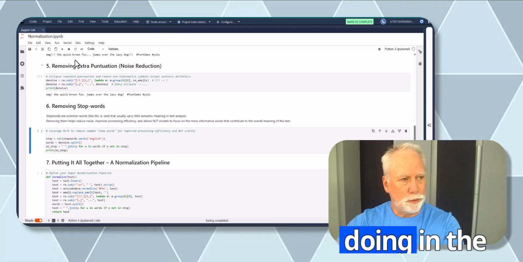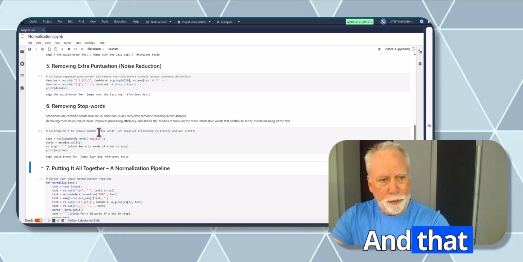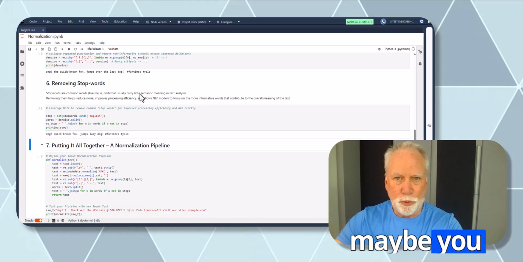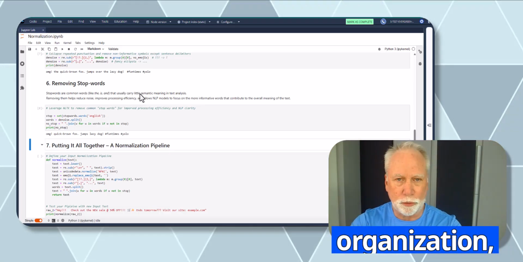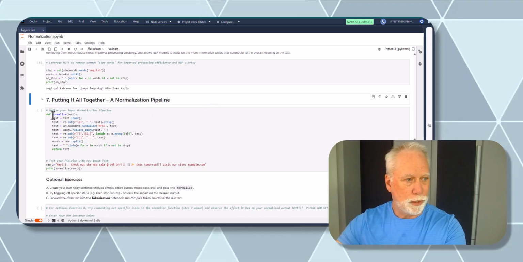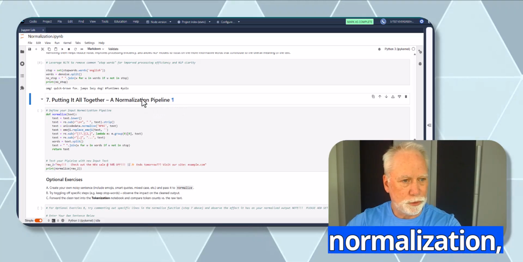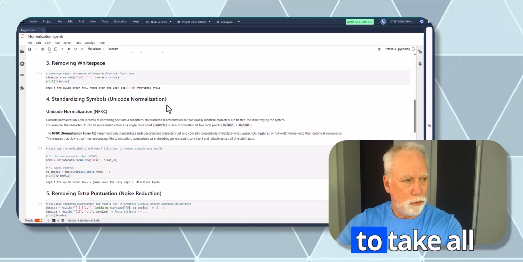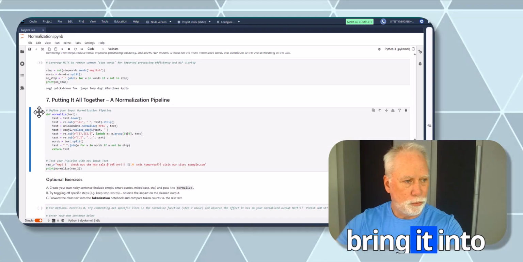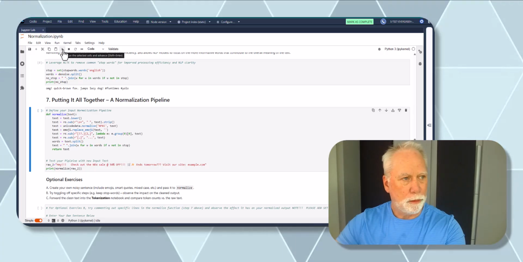So removing stop words, which are common words. And you notice what we do in the notebooks is we describe to you what's going to happen. That way, if you're just learning this, you can go through and add your own code. Maybe you have certain parsing or tokenization techniques that you use already, and there's no reason you can't do that. So in this putting it all together, normalization pipeline, we're going to take all the work that we did throughout these cells, and bring it into one function that we would use in Python.